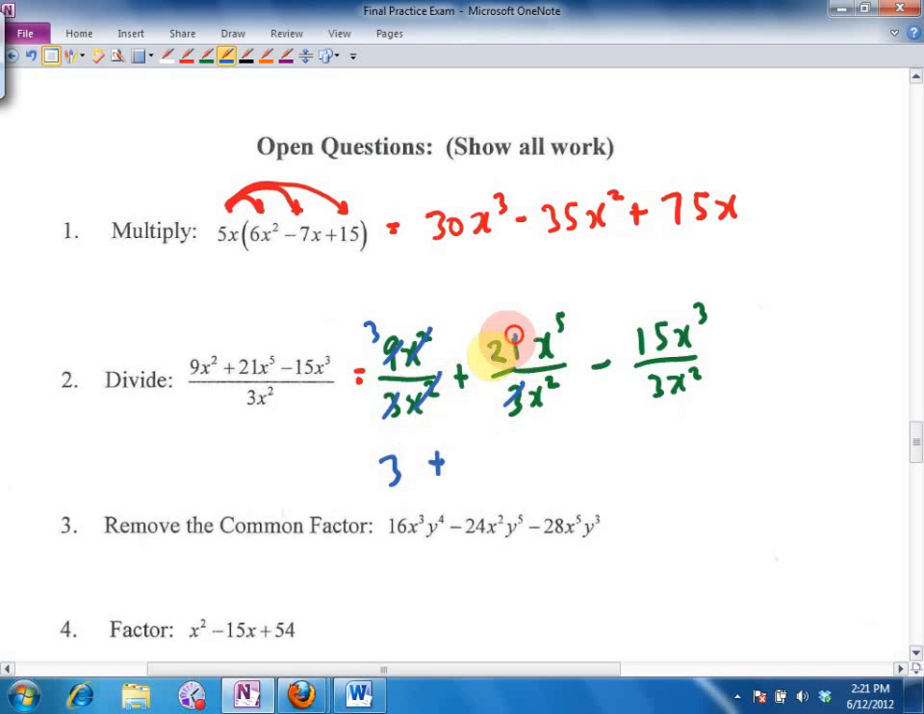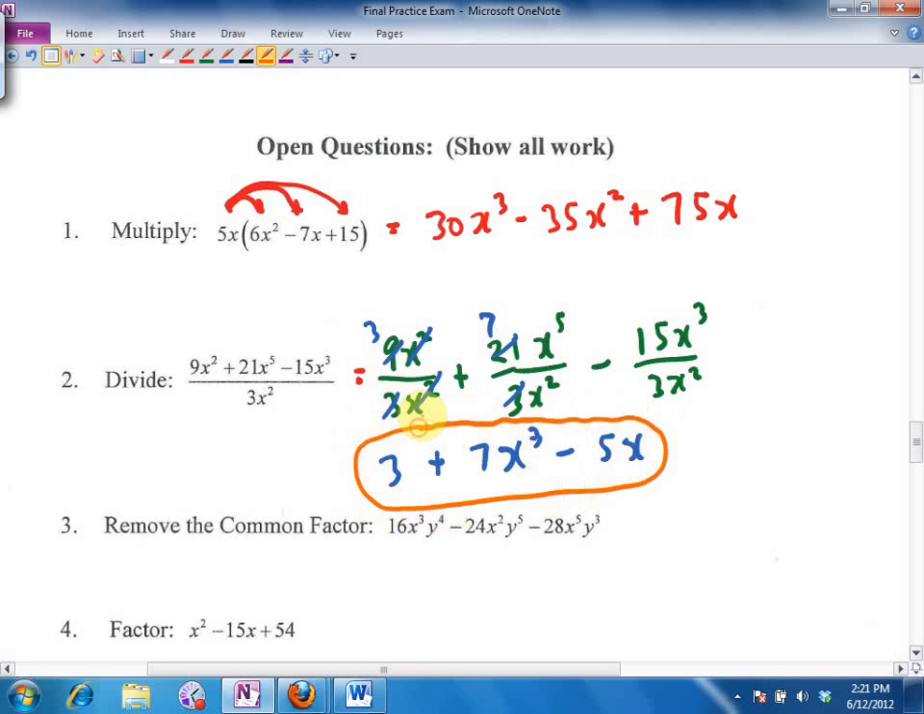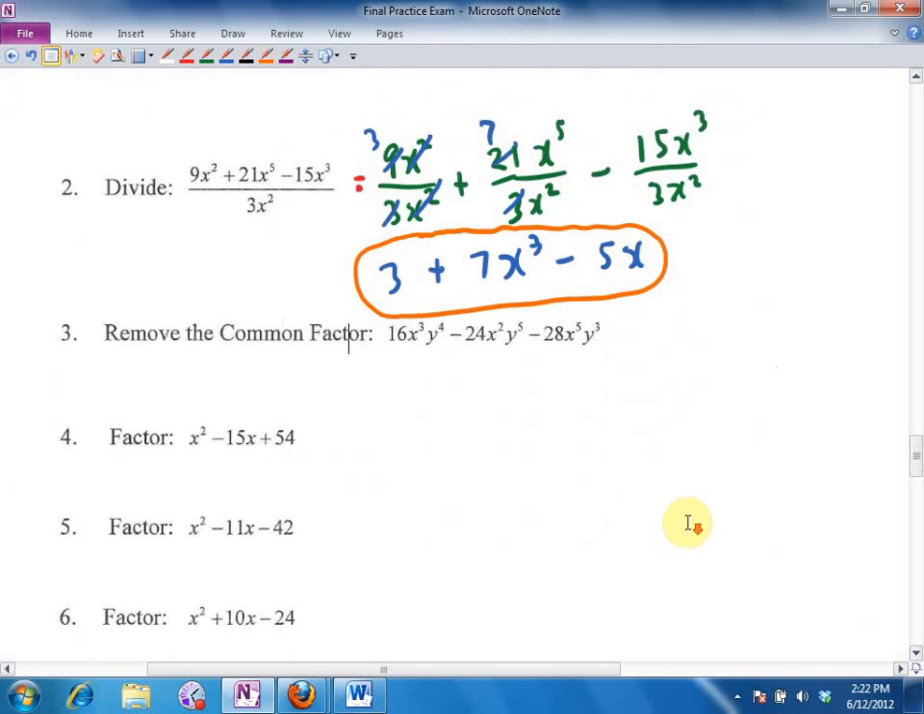Next one, 3 goes into 21 7 times. And 5 on top, 2 on the bottom of the x's leaves me 3 x's left, minus 5x. And I'm just going to circle that to make sure the marker knows exactly what my answer is. There it is right there, Mr. Marker. And we're done.